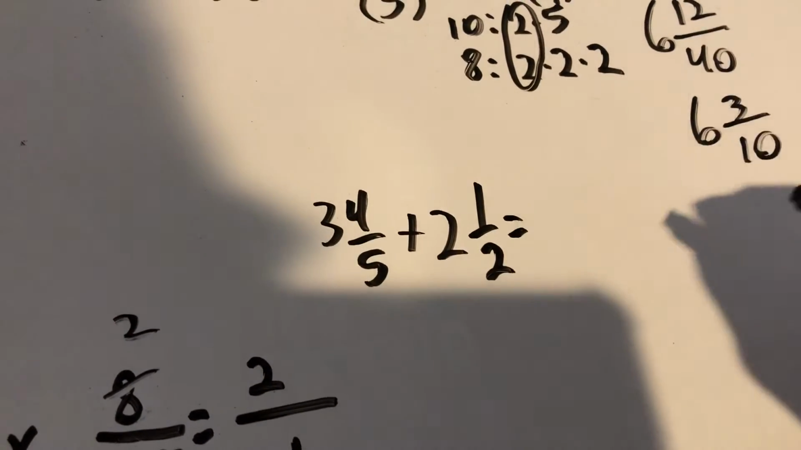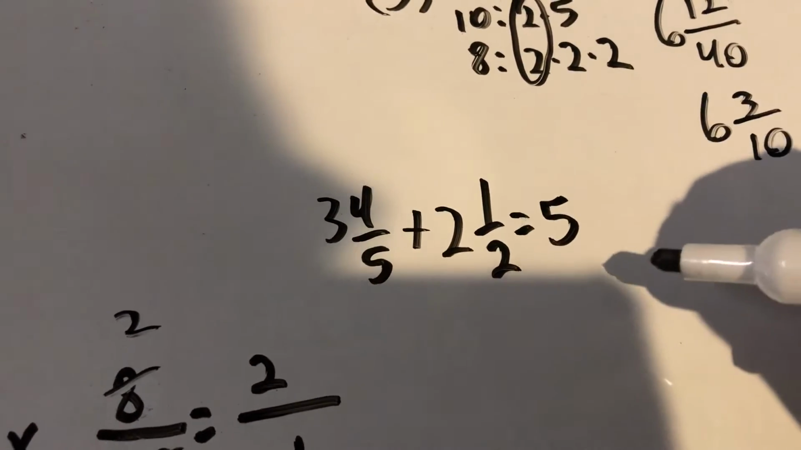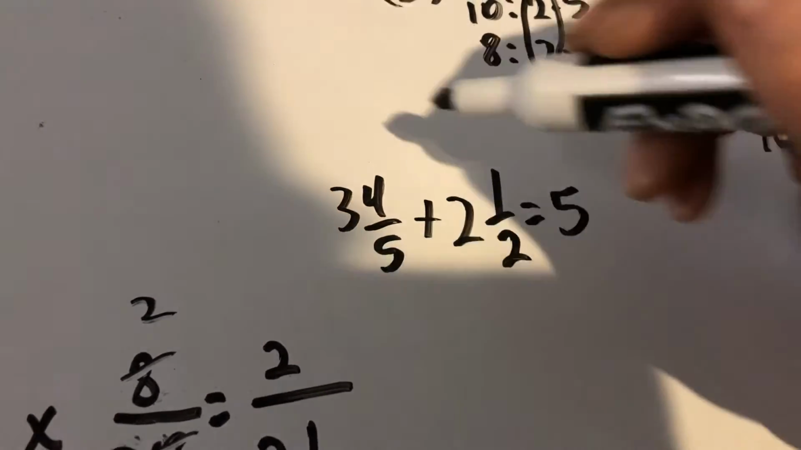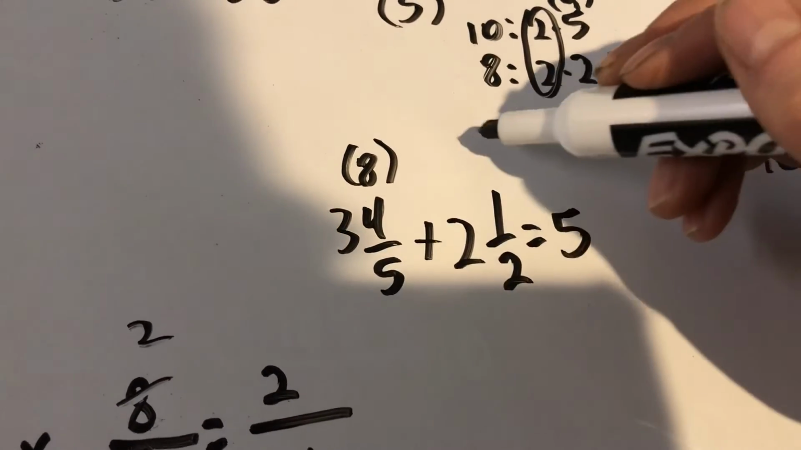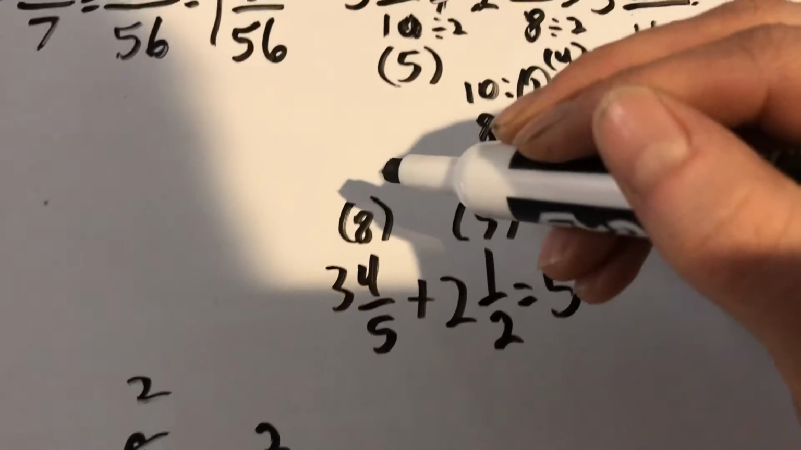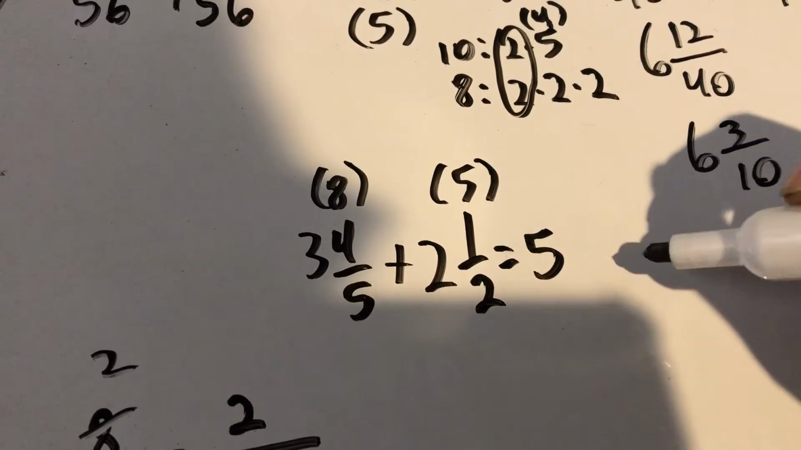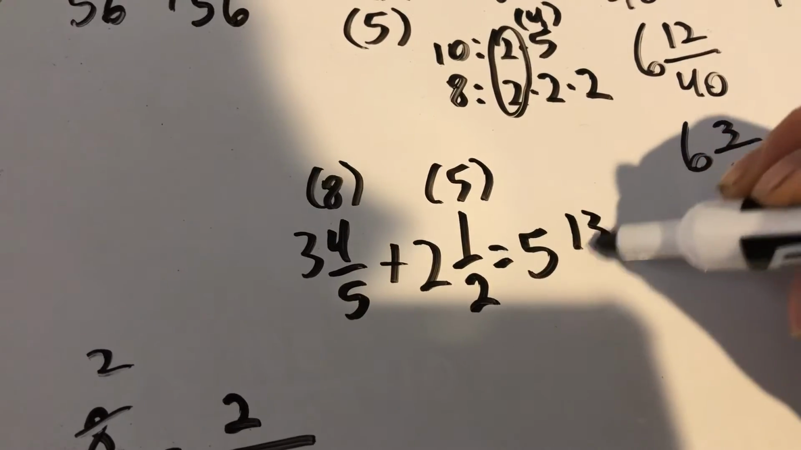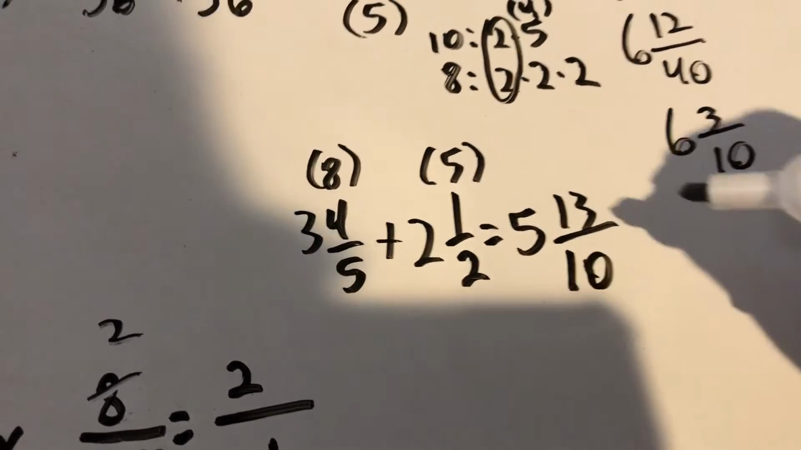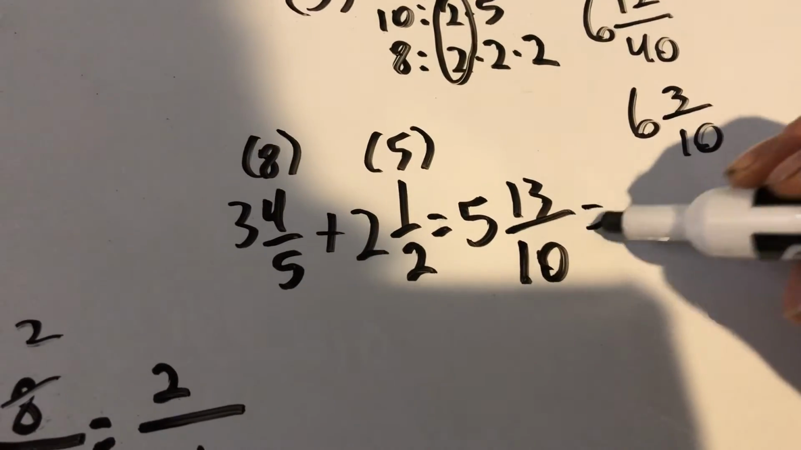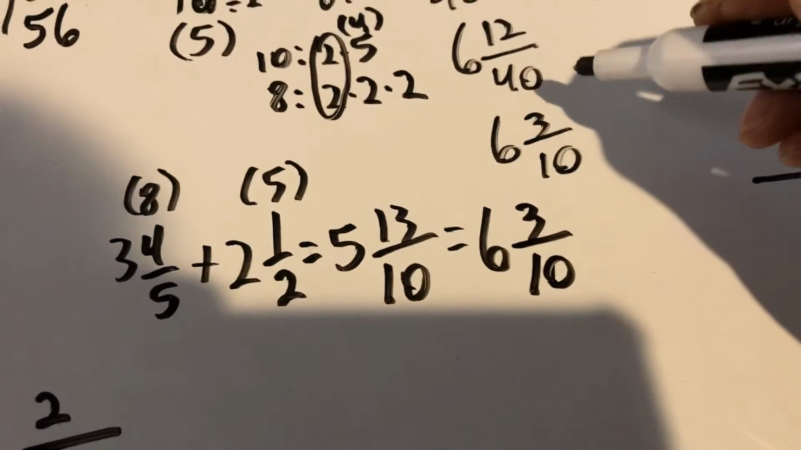Next step's the same old procedures. 3 plus 2 equals 5. 4 times 2 equals 8. 1 times 5 equals 5. 8 plus 5 equals 13. And 5 times 2 equals 10. So you got 5 13/10, which equals 6 and 3/10 as my final answer.